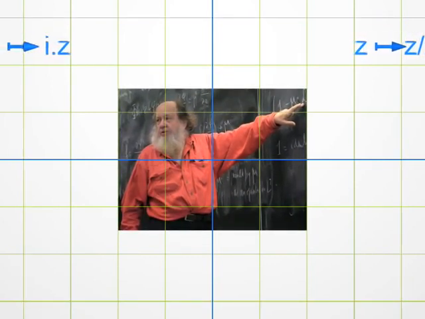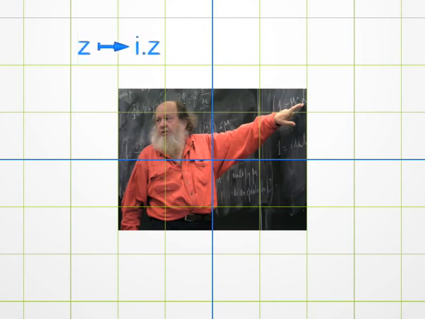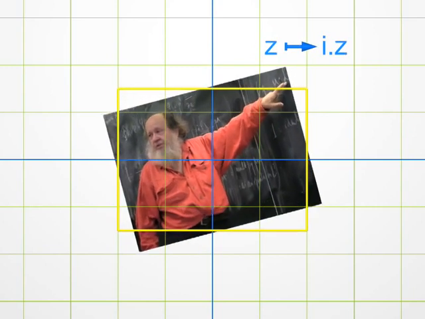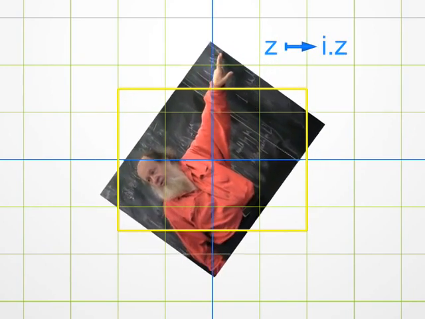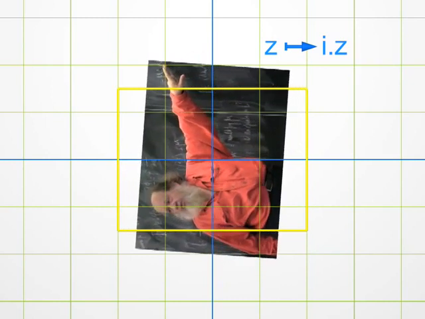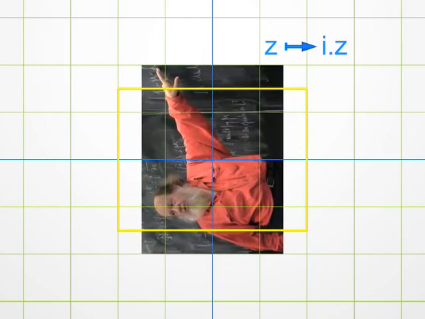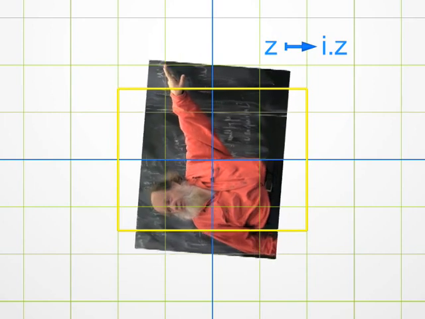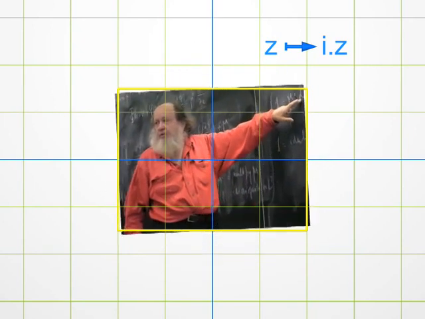How about the multiplication by i? Easy. We know that multiplying by i is just a quarter turn. Note that the modulus doesn't change, but the argument increases by 90 degrees. Indeed, this is quite a sophisticated way of saying that we just rotated the picture.